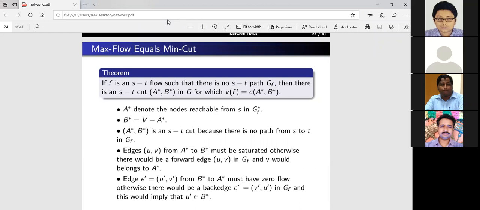Maximum value of a flow is equal to minimum value capacity of a cut. Max flow equals min cut. Is that okay, students? I think it's okay, sir.